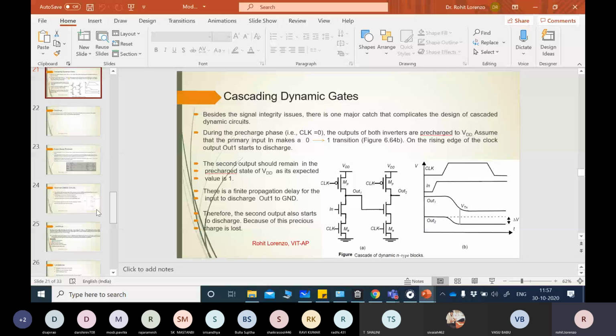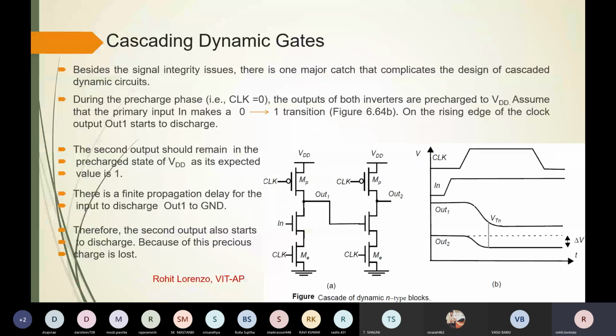So, cascading of dynamic gates. Suppose there is a dynamic gate and it is attached to this. What will happen? Suppose in the first case when the clock is 0, it will charge and turn on. What will happen when the input is low and the clock is also low? Suppose the output starts as 1; the output is high initially.